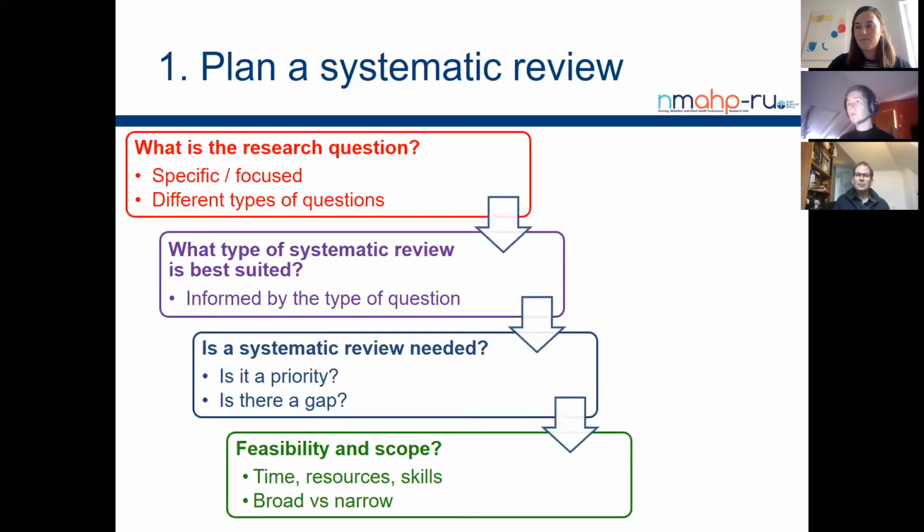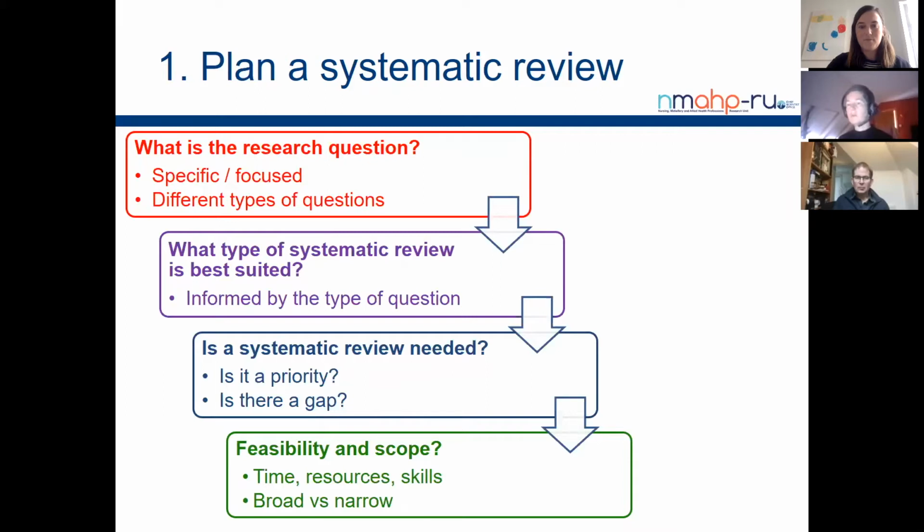Starting with planning. There are lots of things that you should think about before you set off doing a systematic review. Firstly, you're going to think about what your research question is. It may be that you have a particular topic that you're interested in. So you might say, I'm interested in constraint-induced movement therapy, but it's very important that you drill that down into a specific, focused research question.